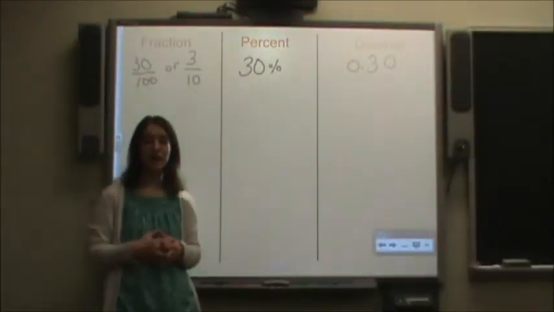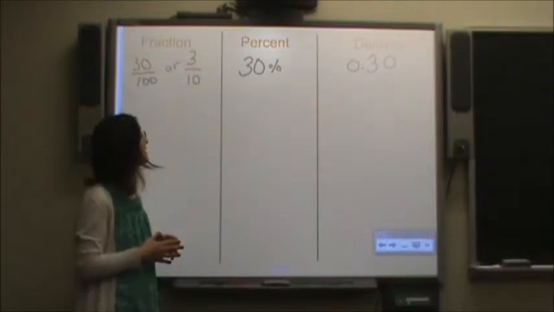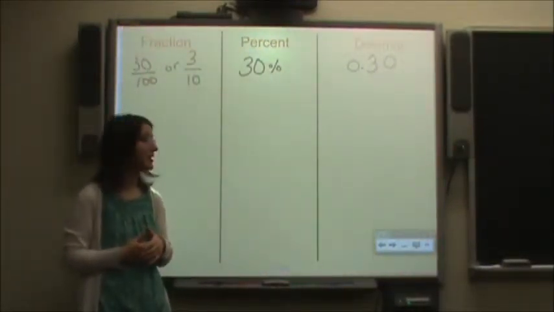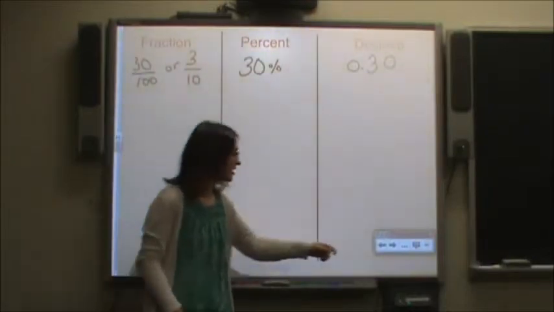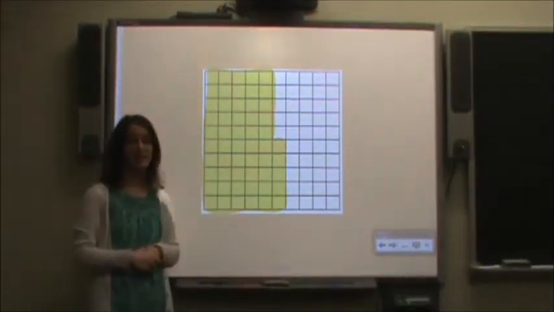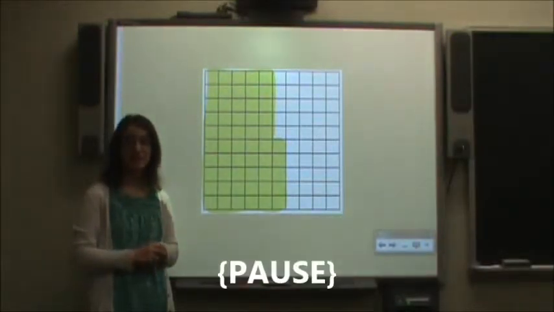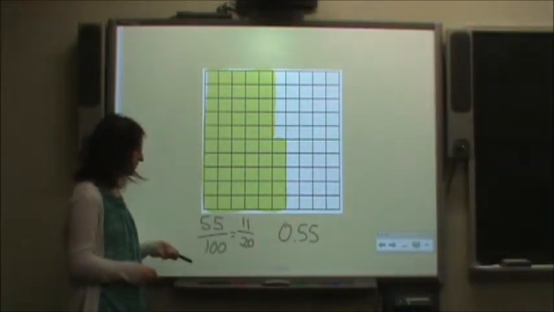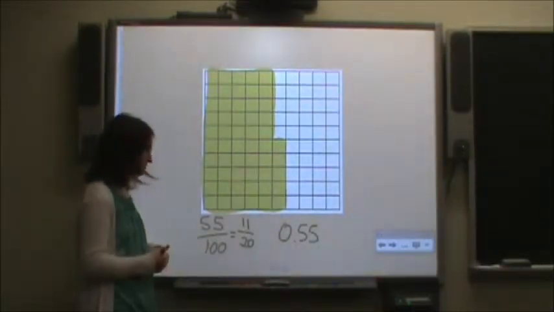Now you're going to try one slightly on your own. You're going to find the fraction and decimal for a hundreds grid that I'm going to show you in just a moment. You're not going to find the percent though. So here is the fraction and decimal that you need to find. Pause your video and do that now. So your fraction is going to be 55 over 100, or you could reduce it to 11 over 20.